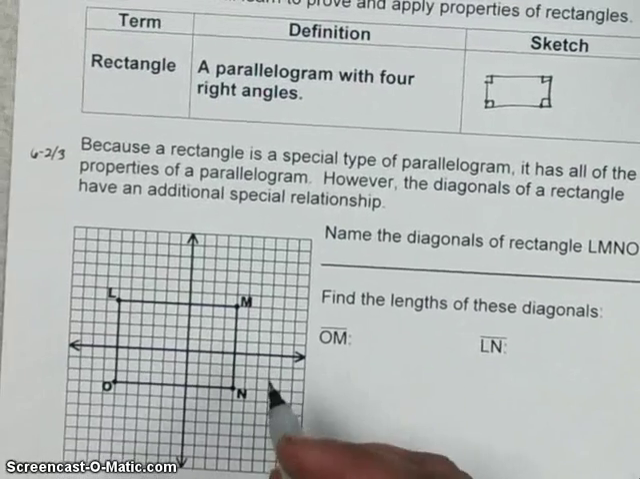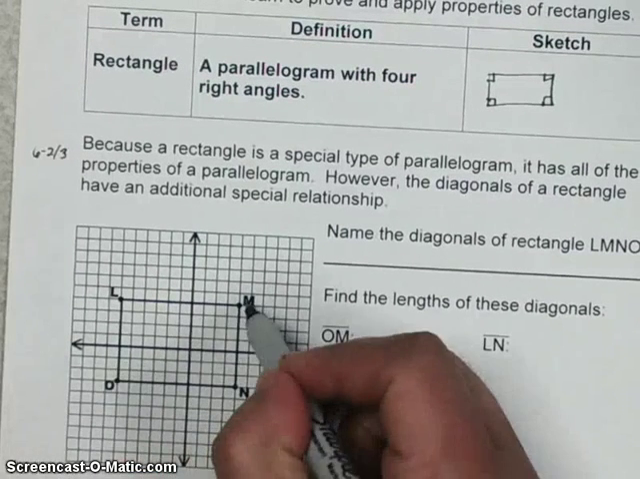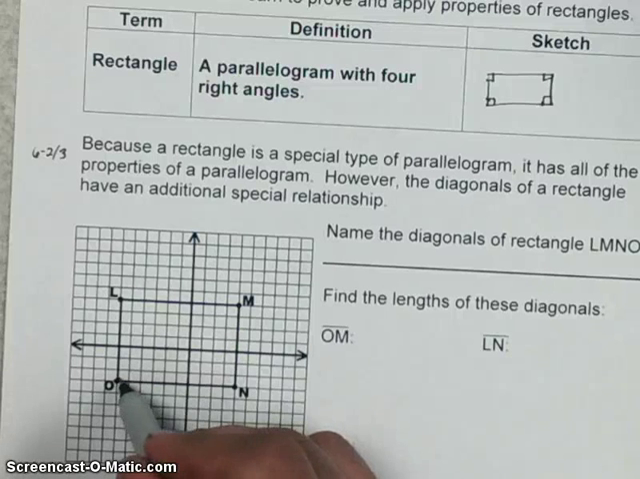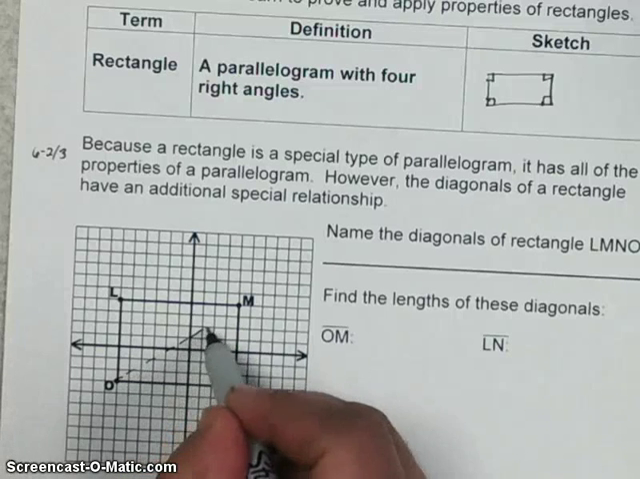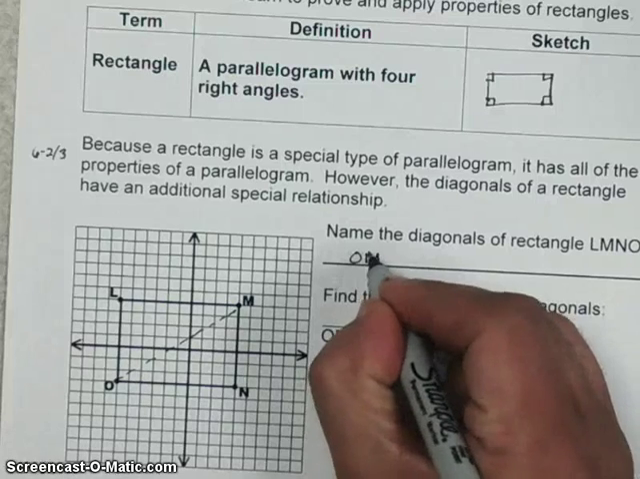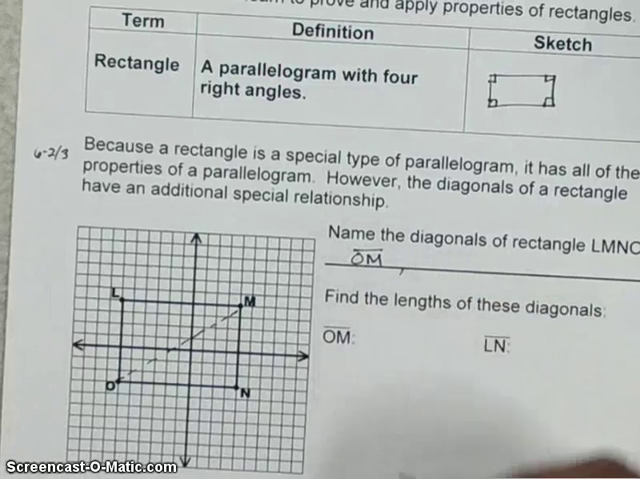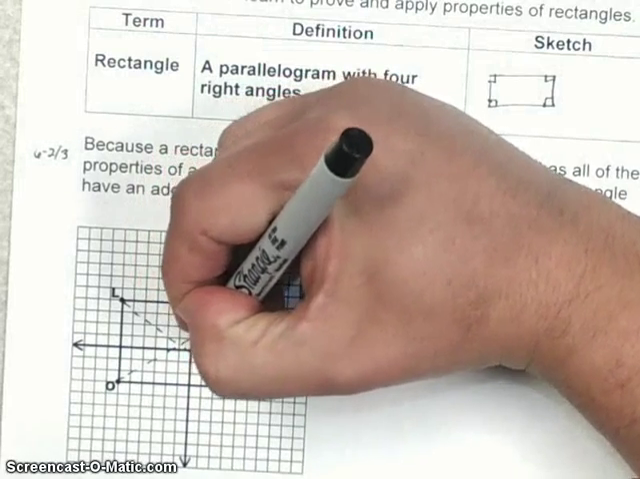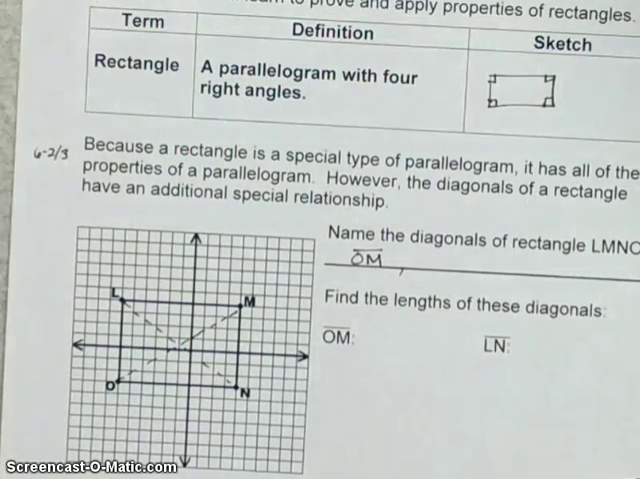So remember that the diagonals go from one vertex to the opposite vertex. So here, from O to M, that would be one diagonal. The other diagonal is going to go from L to N.